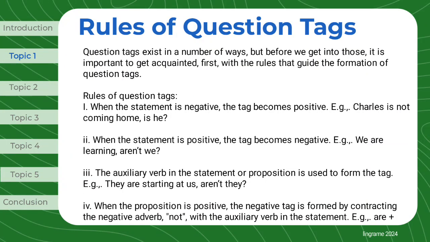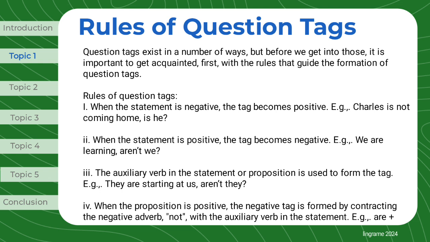Question tags exist in a number of ways, but before we get into those, it is important to get acquainted, first, with the rules that guide the formation of question tags. Rules of question tags: when the statement is negative, the tag becomes positive. For example, Charles is not coming home, is he? When the statement is positive, the tag becomes negative. For example, we are learning, aren't we?